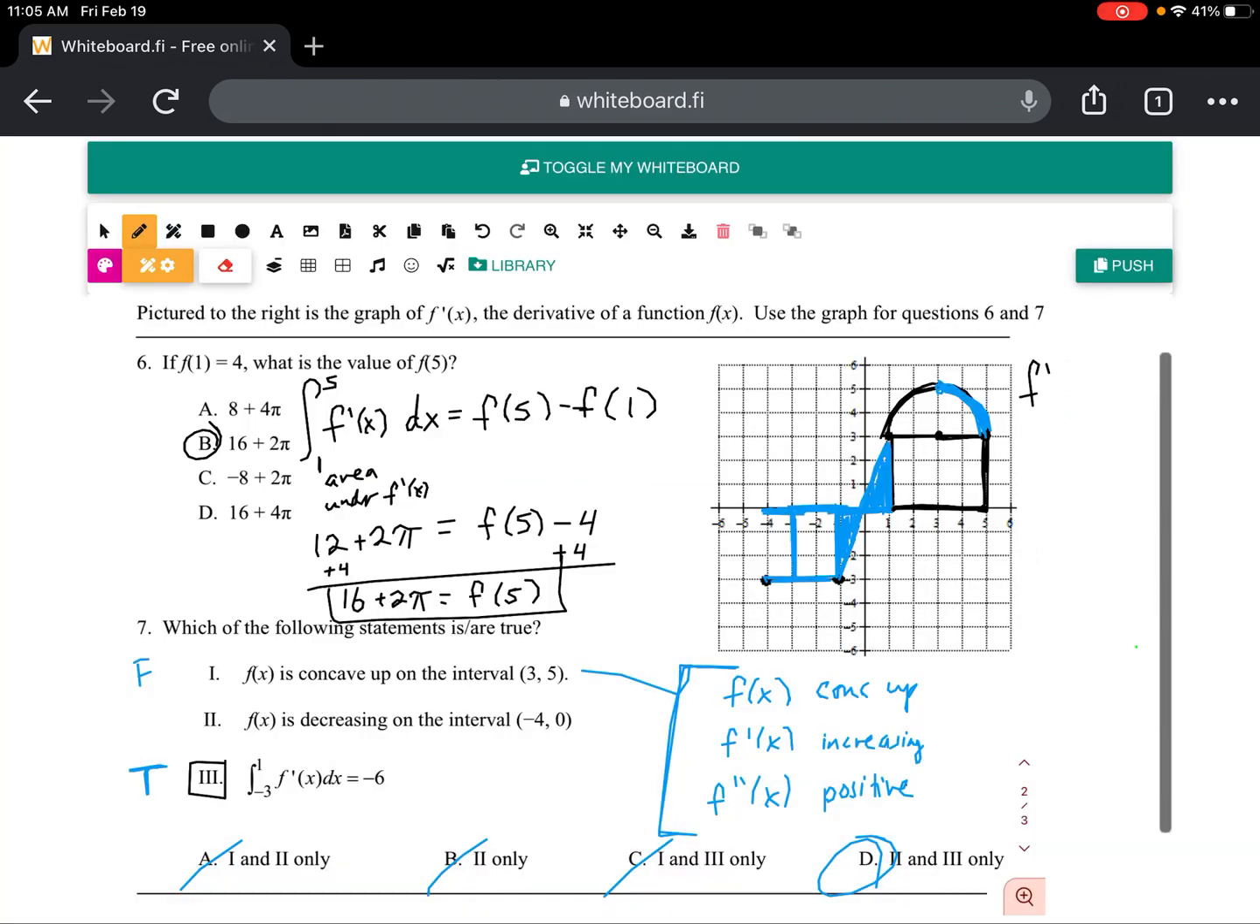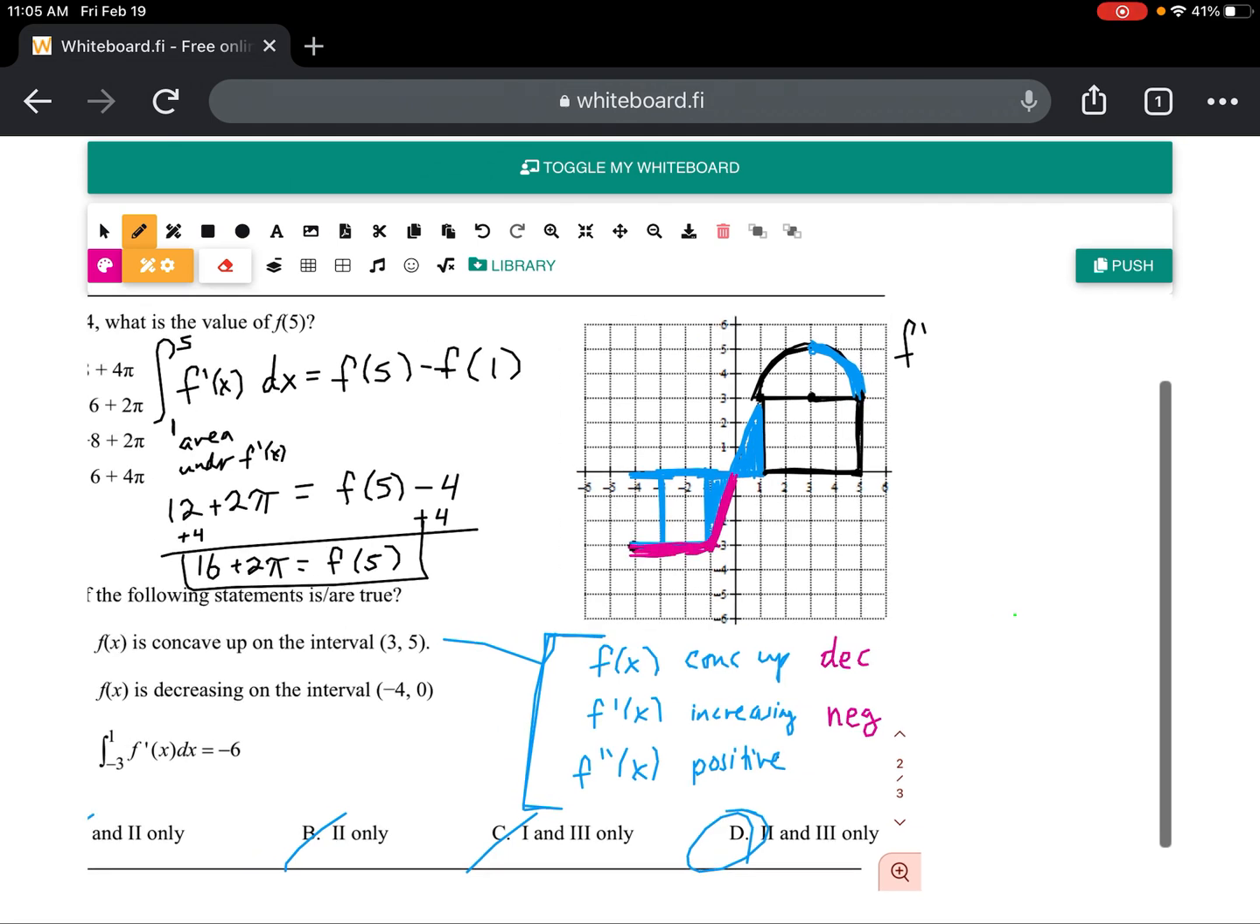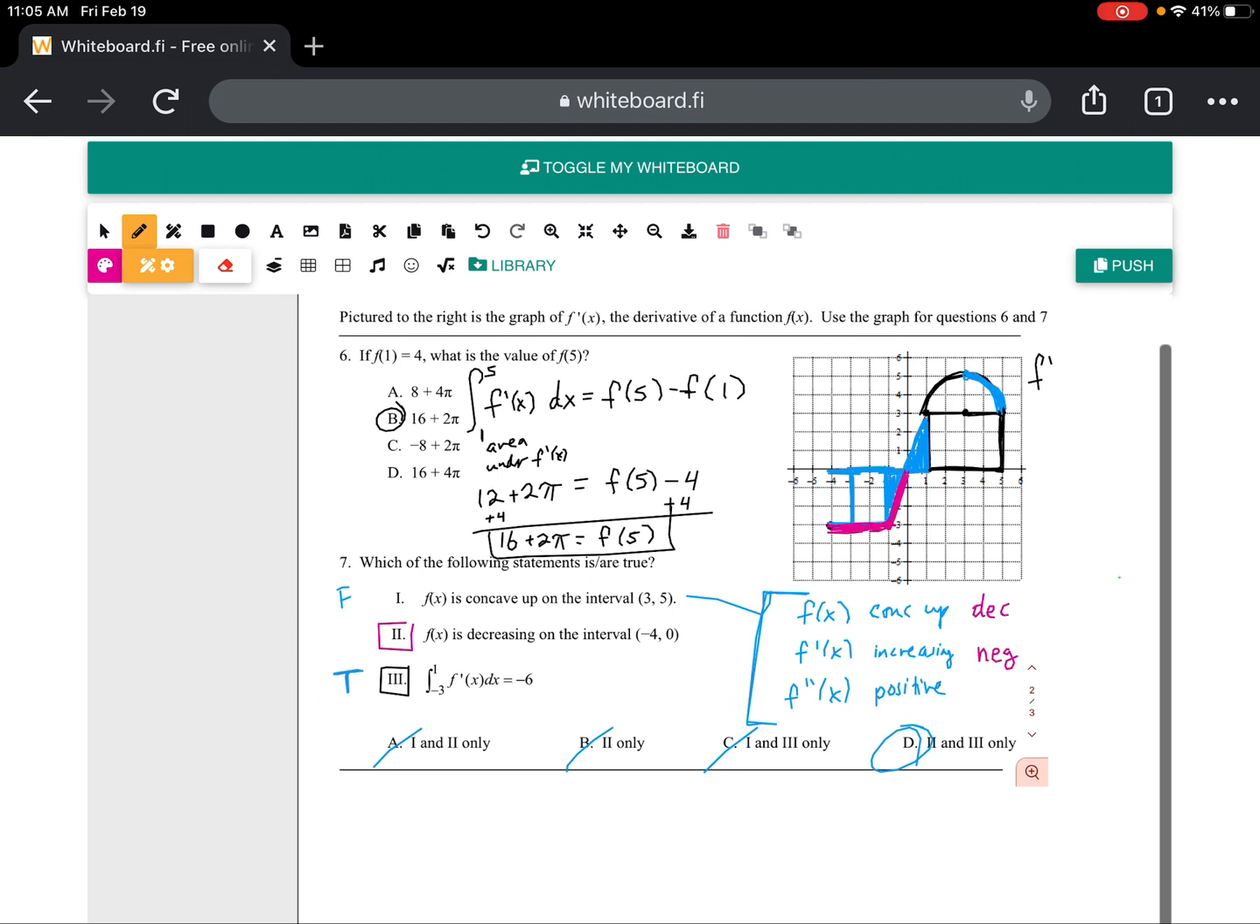Let's double check that 2 is actually true. f of x is decreasing on the interval. Okay, I'm going to use the same chart. If f of x is decreasing, that means that f prime has to be negative. And yes, f prime is negative. This pink that I'm drawing right now, that is f prime. Just tracing it, and it is negative below the x-axis. So that is true, which means that D, yes, is our correct answer. Questions on these?